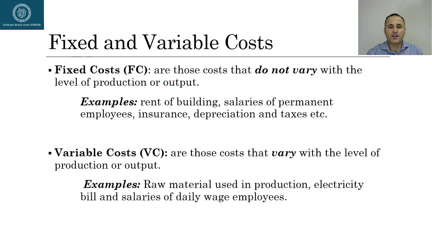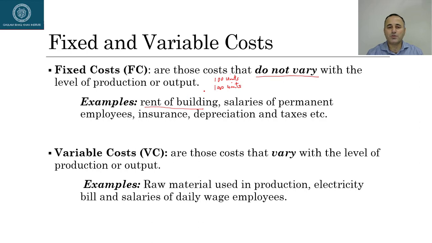Fixed costs are those costs that do not vary with the level of production. Examples: the rent of a building. So you're paying rent for a building. Suppose the building is capable of accommodating enough machinery where you could produce 1,000 units. If you're producing only 100 units, you are still paying the same rent.